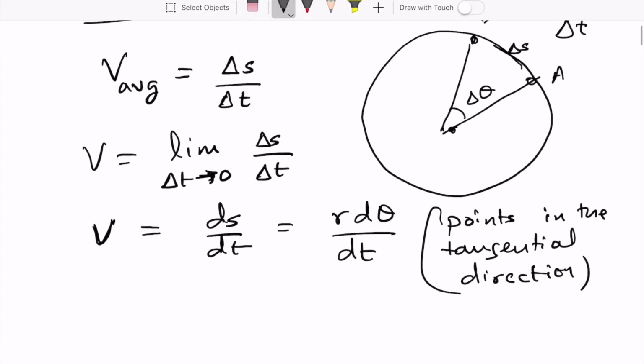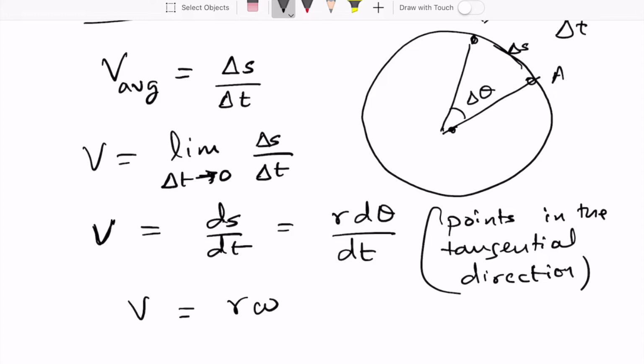And we can do one more thing here. We know what d theta over dt is. It's just omega. So we get v is equal to r omega. So what does v stand for? It's just the velocity of the object as it's moving along the circular path. v is exactly the same velocity that we've been discussing throughout this course. So there's nothing new about v here. We just call it tangential velocity.